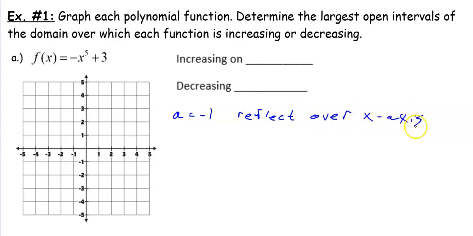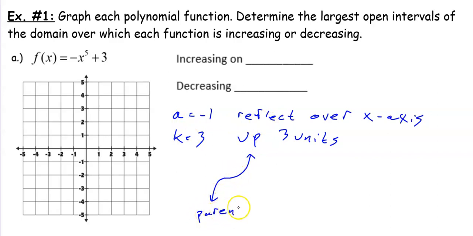We're going to reflect over our x-axis. We can see the value outside is a +3, so we're going to shift up 3 units. And my shape is an odd power, so normally my odd powers look like this. Well, if we reflect it over the x-axis, that's my parent function. This is what the parent graph should look like.